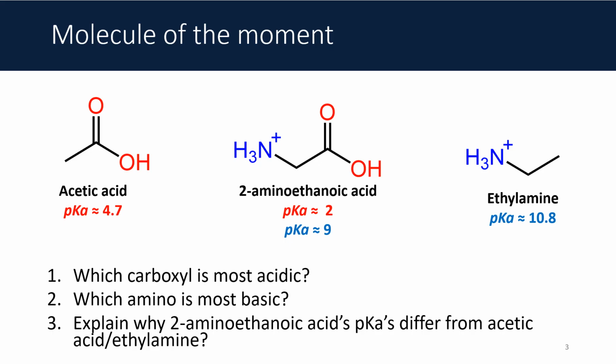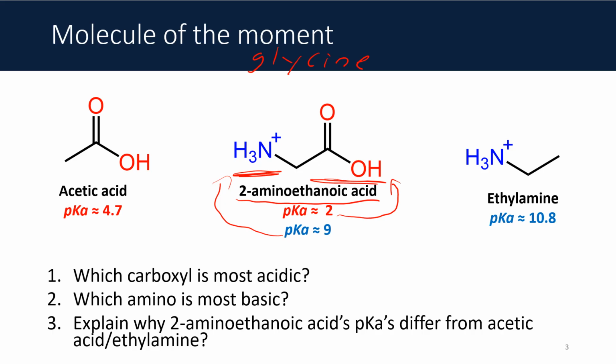Today's molecule of the moment will be 2-amino-ethanoic acid. You may know it by its more common name, glycine. It is the simplest amino acid. And to be an amino acid, all you need is an amine group and a carboxyl group on the same molecule. Both of these functional groups have titratable protons on them, which means they will have pKa's, and they are respectively a pKa of 2 and a pKa of 9 for the carboxyl and amine group.